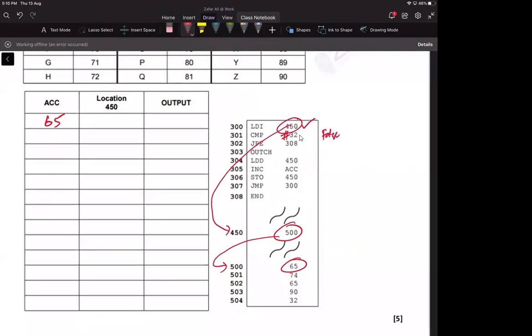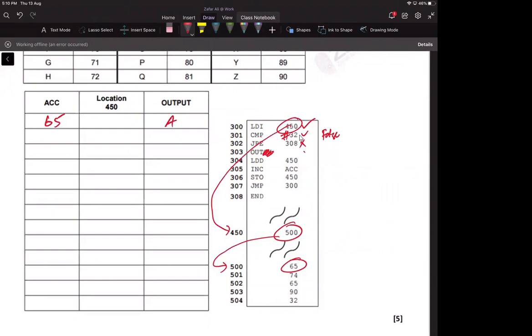Jump if equal to 308. No, we are not jumping. If it is not equal, it is false, so it is not equal. So we will skip this command. And then out ch means out, not ch. Out in the current syllabus. So 65 is actually A.